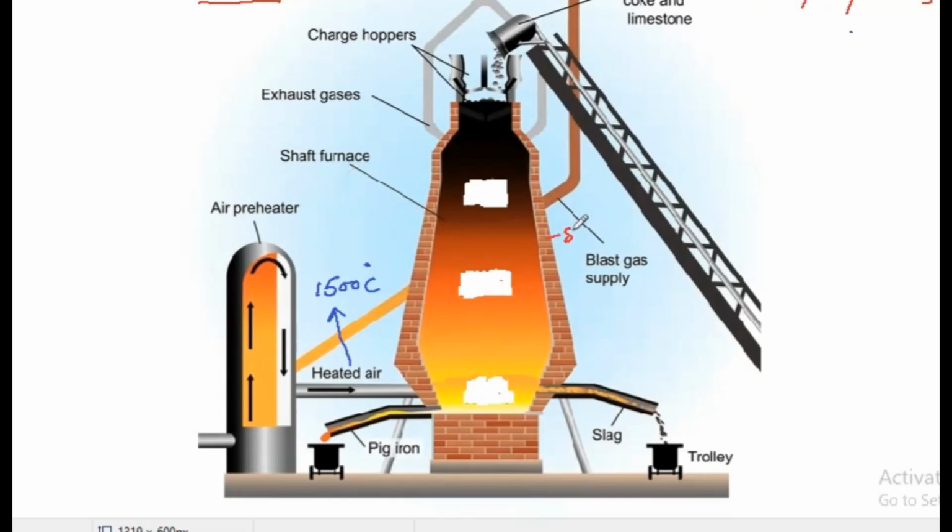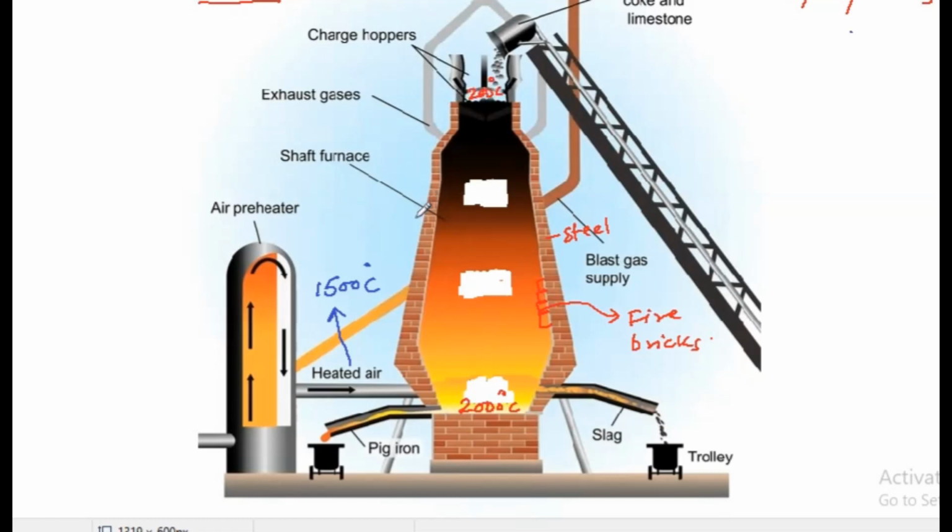Externally, it is made up of steel, and internally, it is lined with fire bricks. So these fire bricks have the capacity to bear maximum temperature, because the maximum temperature is 2000 degrees Celsius at the base of this blast furnace and 200 at the top.